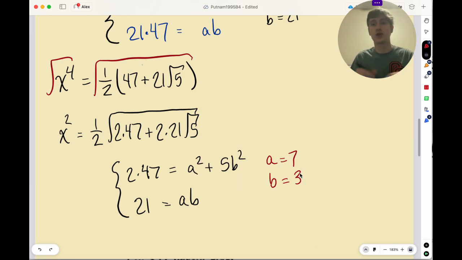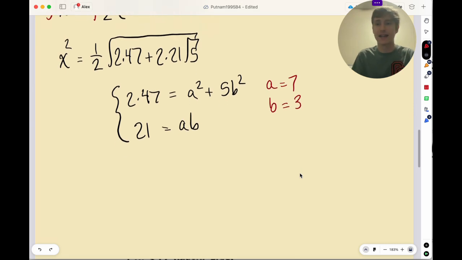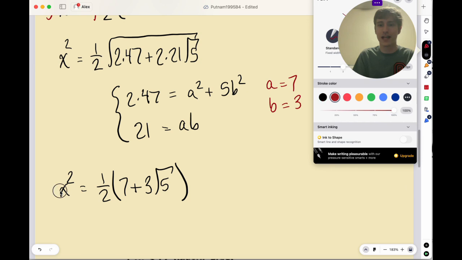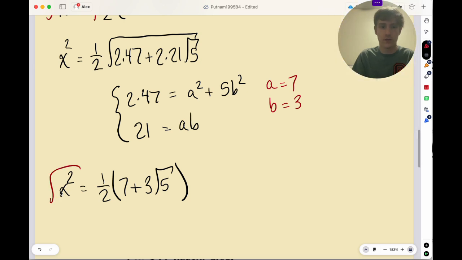And again, we're assuming the solution exists, so we can constantly take square roots and assume that that's equal to a plus b root 5. Can't assume that in general, though. But at this point, we can go ahead and replace this radical. And we can say that x squared is now equal to 1/2 times 7 plus 3 root 5. We're almost done. We just have to take one more square root.